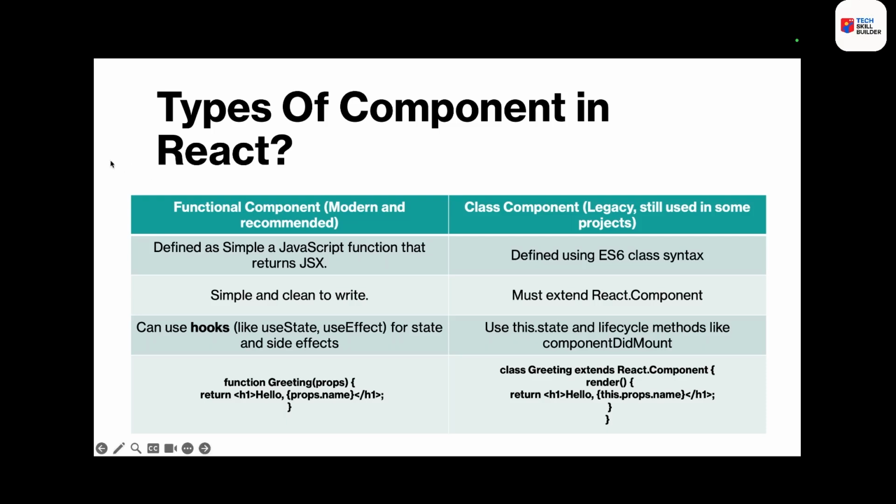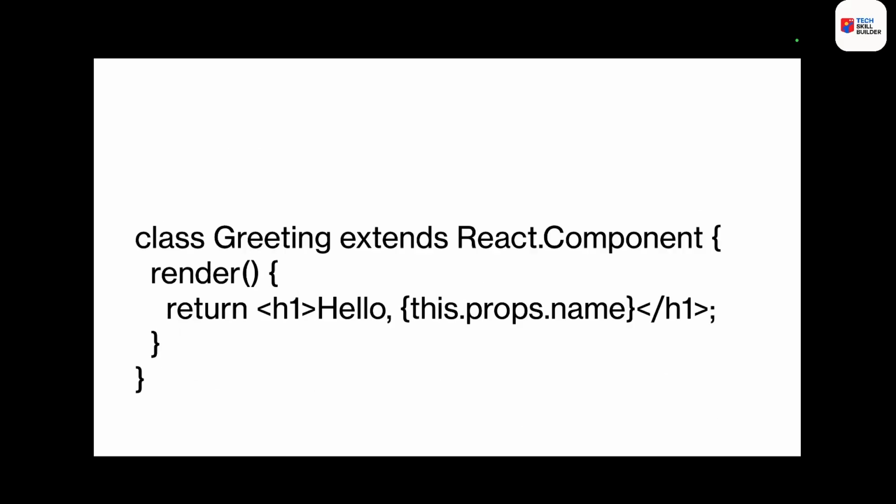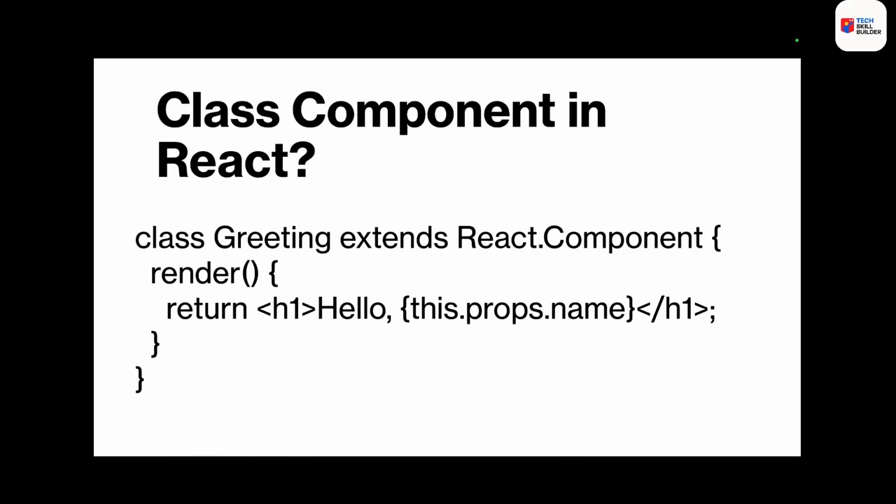So this is the way: function Greeting, with props inside the brackets, and return an h1. And in terms of a class component, class Greeting extends React.Component, and render. Inside that render you need to return your UI. This is how the functional component looks in React: function Greeting, pass the props and return your HTML content. This is how your class component looks: the class name extends React.Component and has a render method. In the render method you need to return your UI.